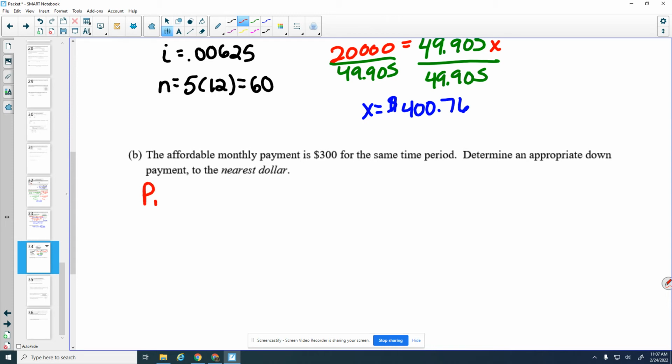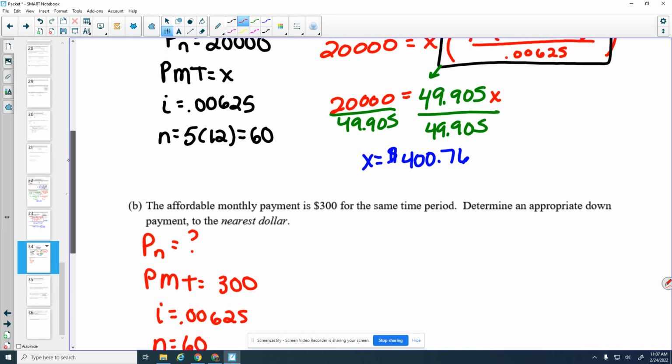We are looking for P sub n. I'm not going to put an X there because it's by itself, so I'm just going to say question mark. The monthly payment we can afford is $300, and the other variables are still the same. Same interest rate, same 5-year loan, so those things stay the same.